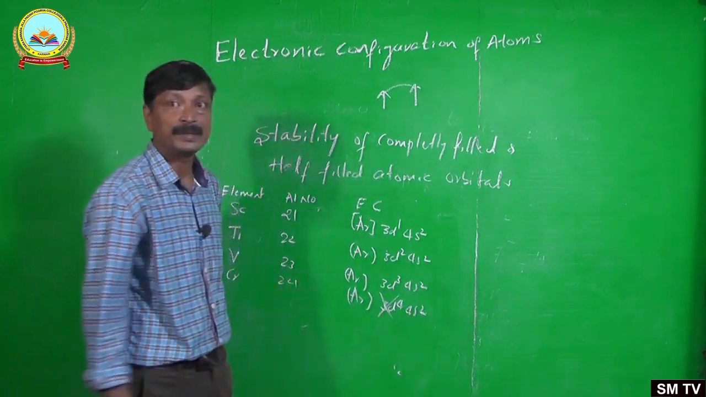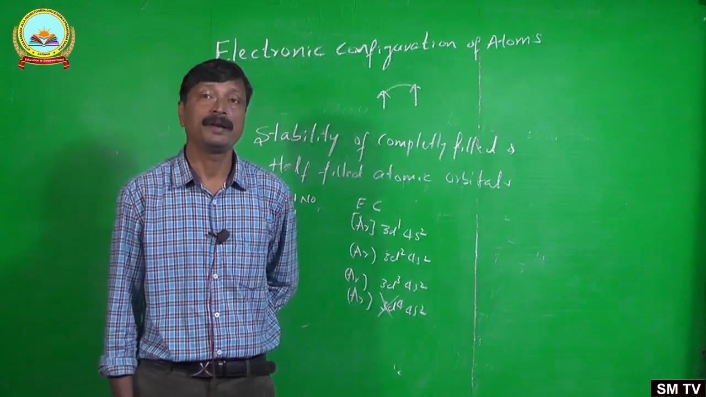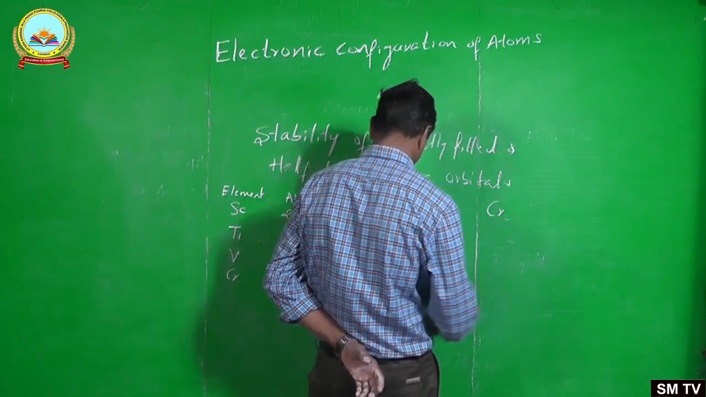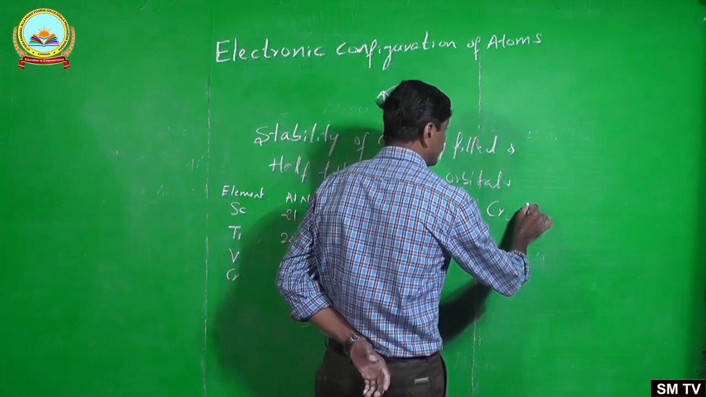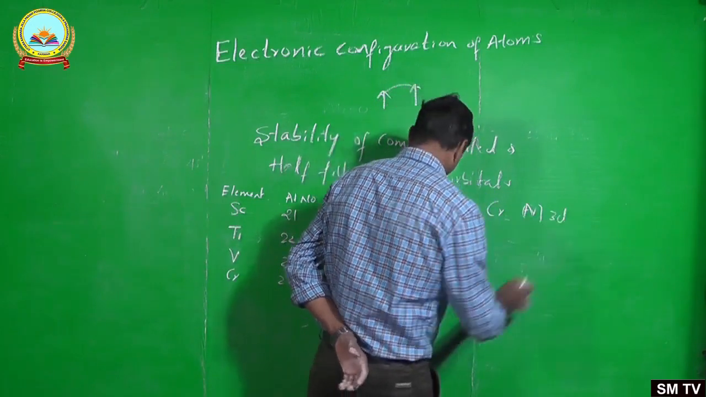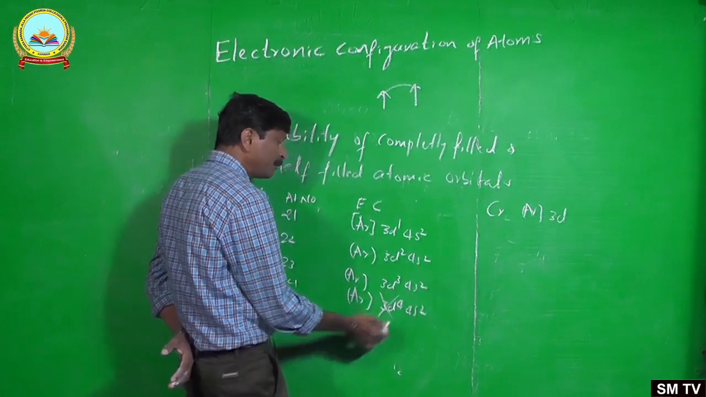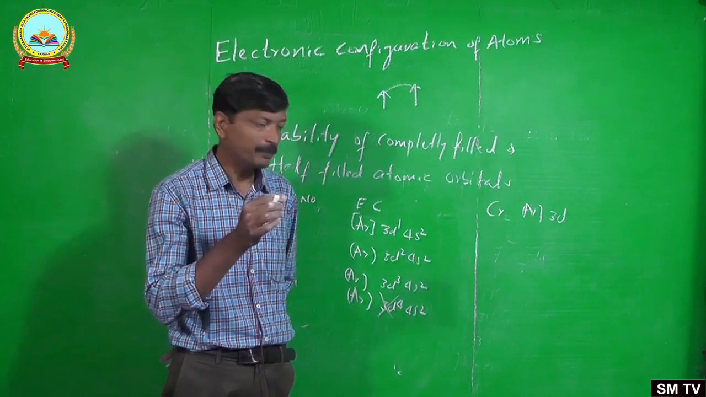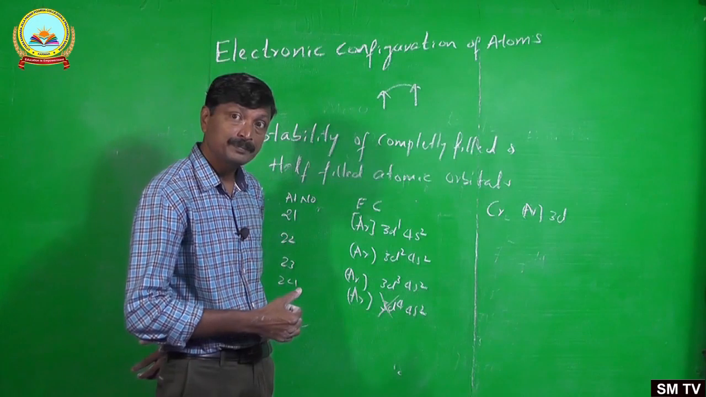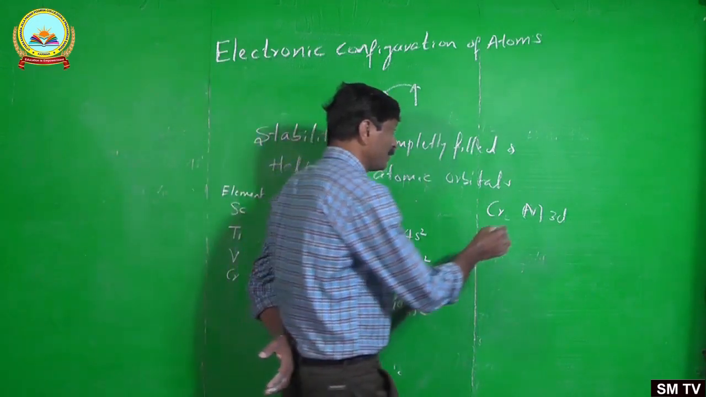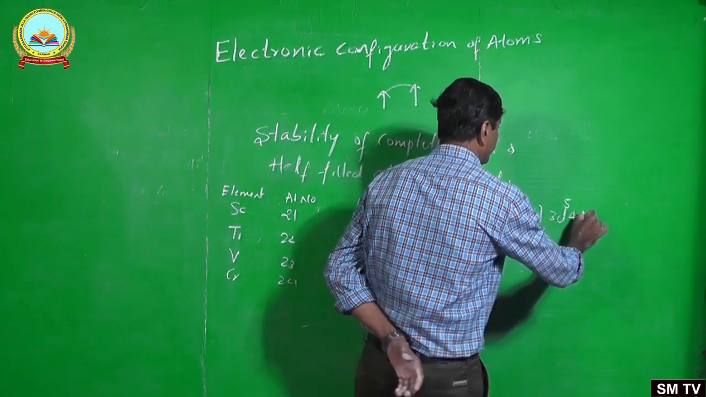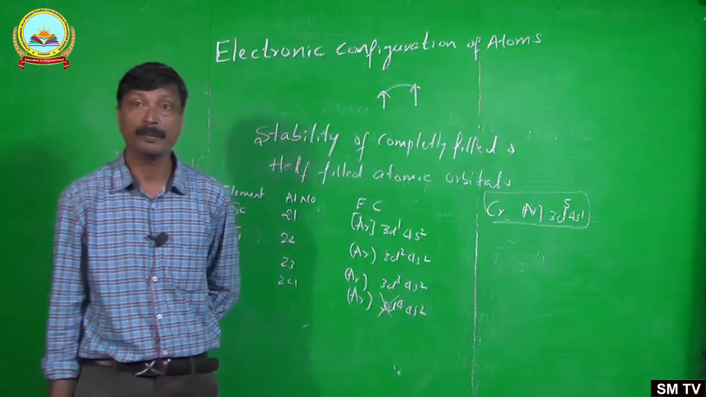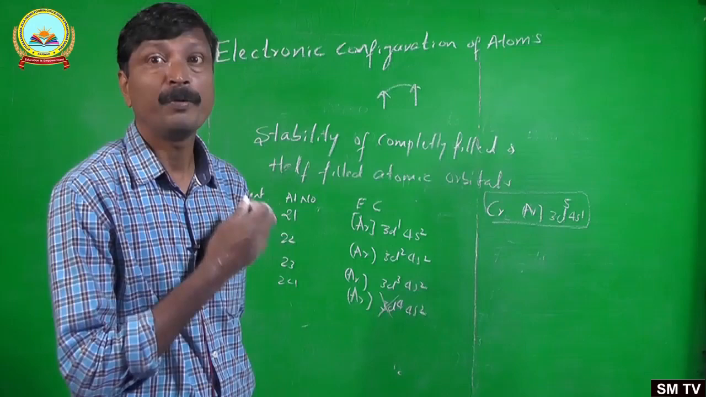Already I discussed the extra stability of half-filled atomic orbitals. Because here chromium has atomic number 24, what is expected here? Argon. Here one of the s electrons is shifted to the 3d orbital. The energy difference between 4s and 3d is very small. Therefore, in order to gain stability, one of the 4s electrons is shifted to the 3d orbital. All you have to remember. This is against the above principle.